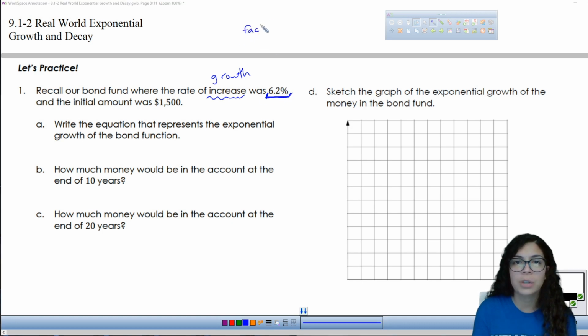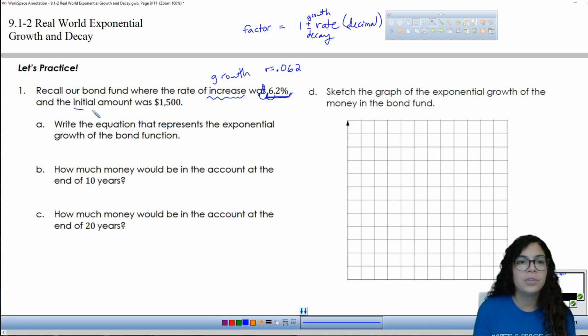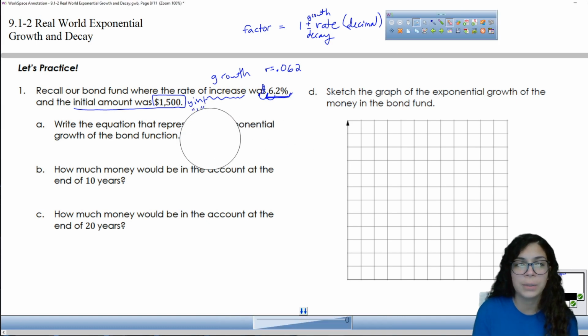Now remember that the factor is 1 plus or minus the rate as a decimal. It will be plus if it is exponential growth, and it'll be minus if it's exponential decay. First, let's change 6.2% to a decimal. We move the decimal twice to the left, which means we put a 0 for a placeholder in front. So the rate is 0.062. And the initial amount is the y-intercept, which is the a value.